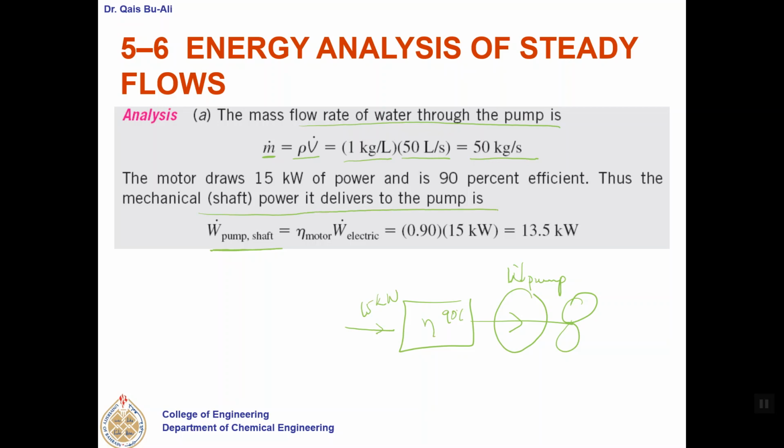What we have done here is the efficiency of the motor, which is this, equal to the output, which is this, divided by the input, which is this. And by just rearrangement, W pump shaft is equal to efficiency times the electrical energy in, equal to 0.9 times 15 kilowatts. This is 0.9, this is 15, and we got this to be 13.5 kilowatts. So this is the shaft power of the pump, 13.5 kilowatts.